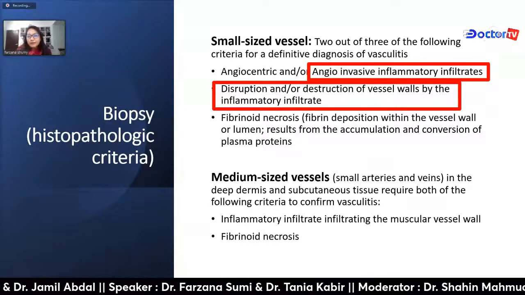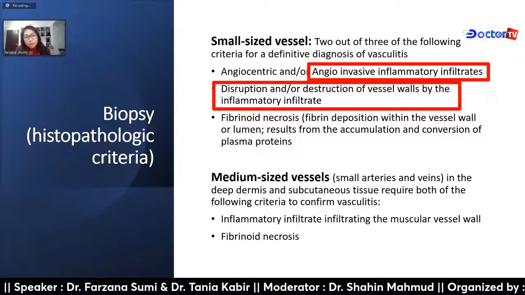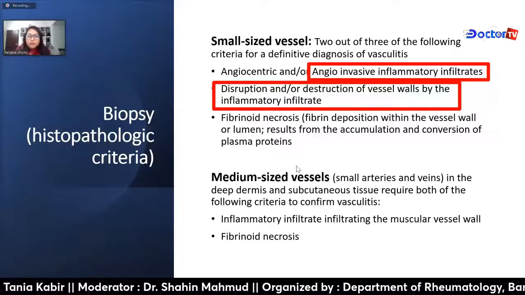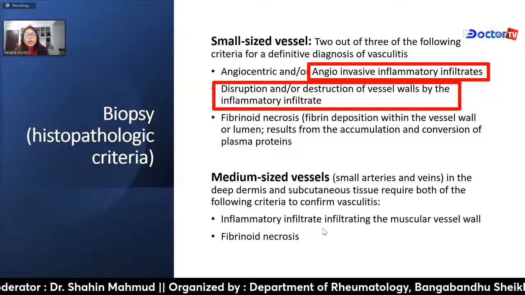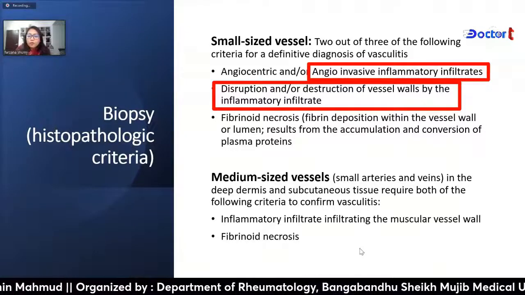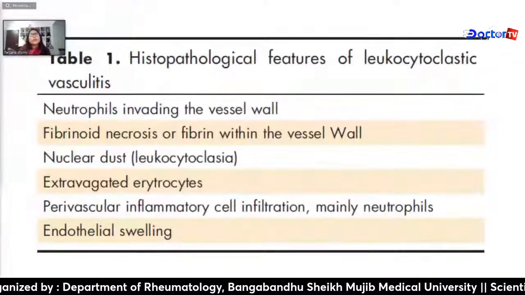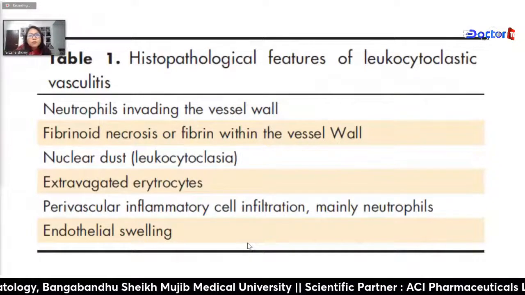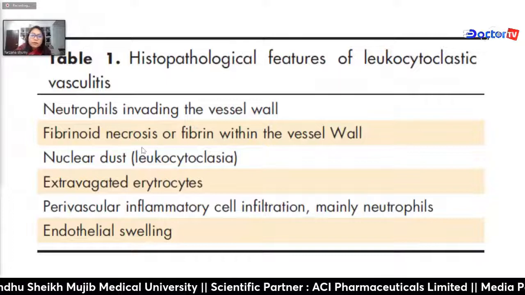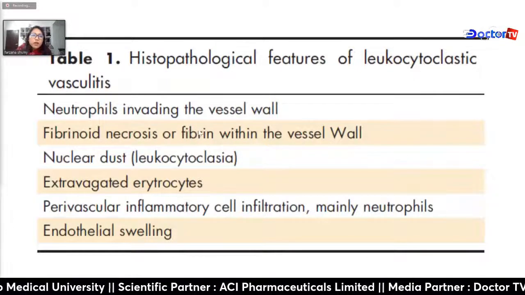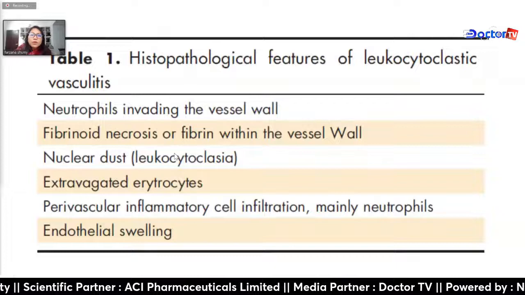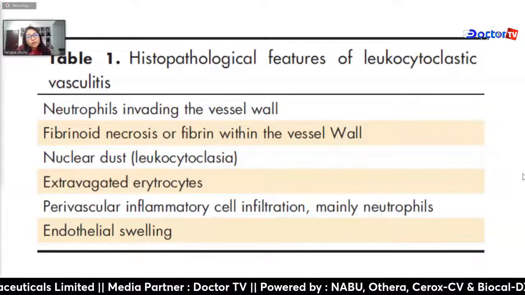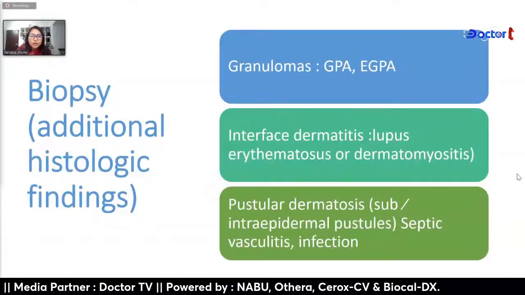So all of the three criteria, along with clinical features, we should consider carefully to diagnose vasculitis. So in medium vessel vasculitis, the inflammatory infiltrate in the muscular vessel wall as well as fibrinoid necrosis is present. This is a very popular question and asked in the exam. The histopathological features of leukocytoclastic vasculitis: neutrophils invading the vessel wall, fibrinoid necrosis or fibrin, nuclear dust, extravasated erythrocytes, perivascular inflammatory cell infiltration, mainly neutrophils, and endothelial swelling.